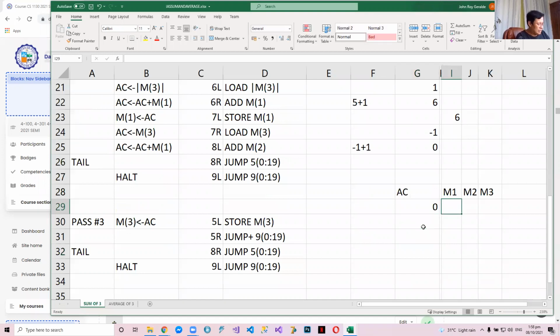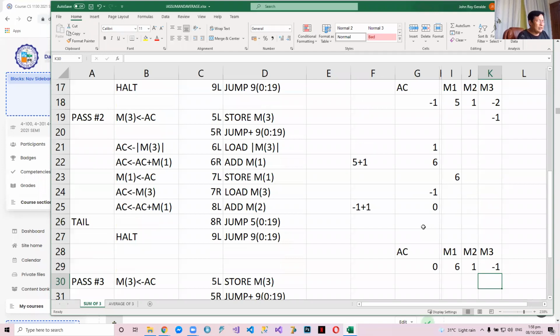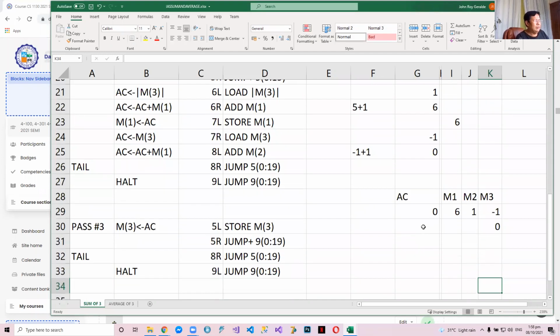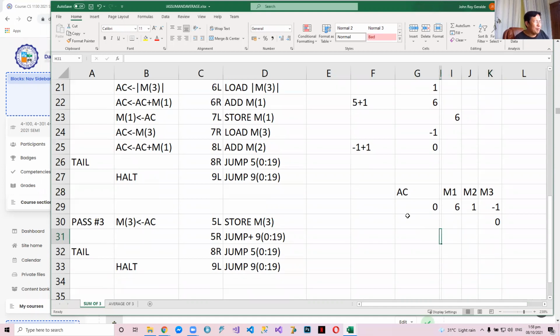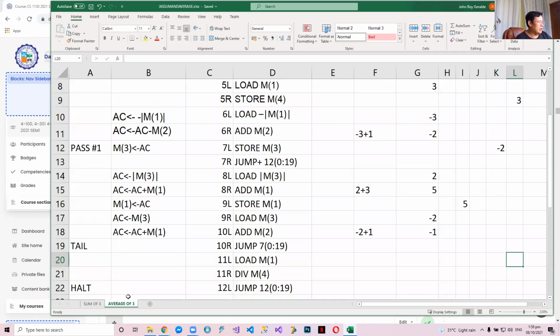AC is 0. M1 is 6. This is a 1. What's our M3? It's a negative 1. But at the top, we store M3, so this becomes 0. Do you follow? AC is now positive, jump plus. So therefore, we will skip to 9L, which gives our last answer, which is 6. So it's exactly almost the same. So this is now uploaded in our Dagler site. So we have the sum of the first 3 numbers to be 6, which is correct.